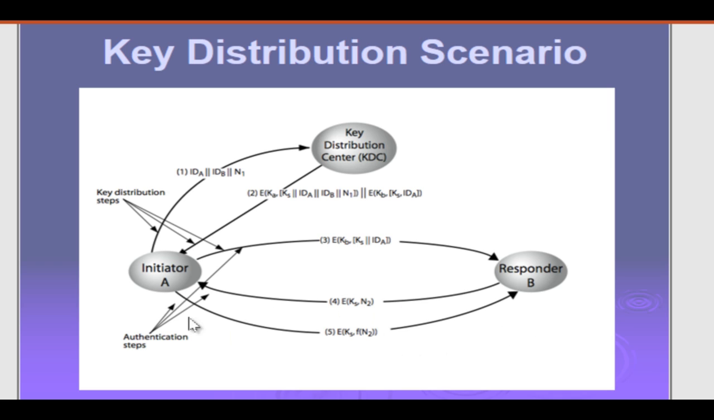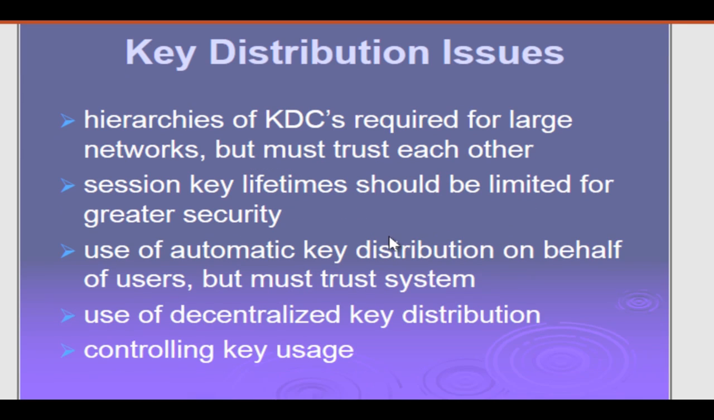If you see, the first three steps are for key distribution, and the last two steps are only for authentication. This message is from A, this message is from B. That type of authentication and acknowledgement happens in the last two steps. So this is the procedure of key distribution when you are using a KDC.